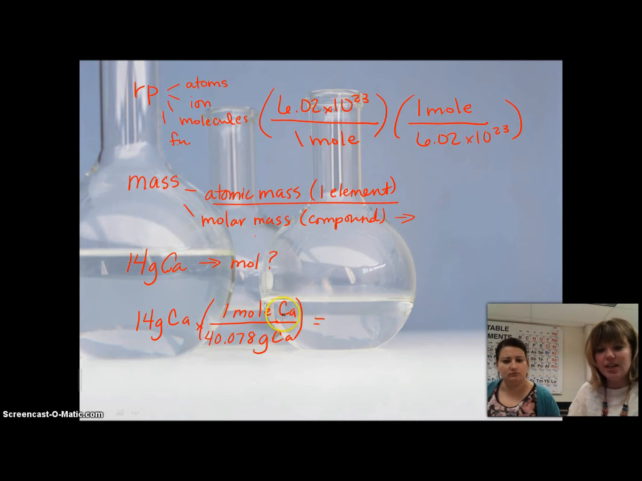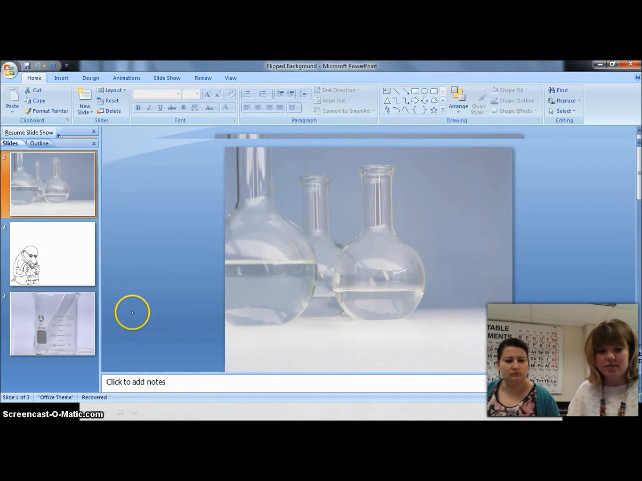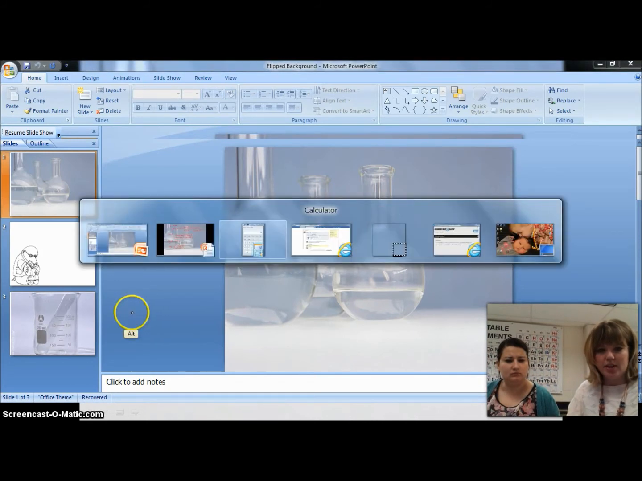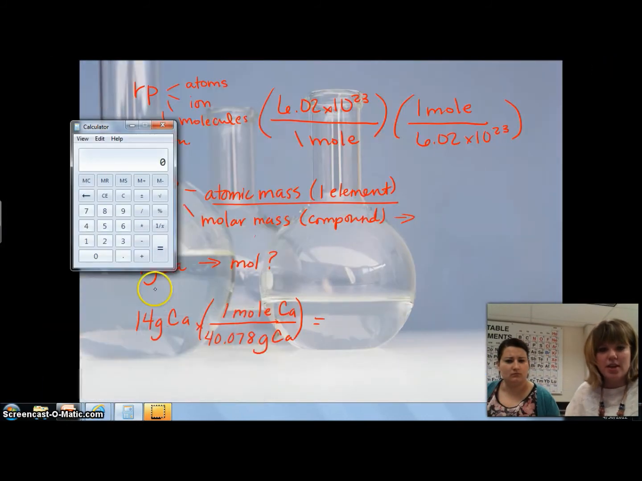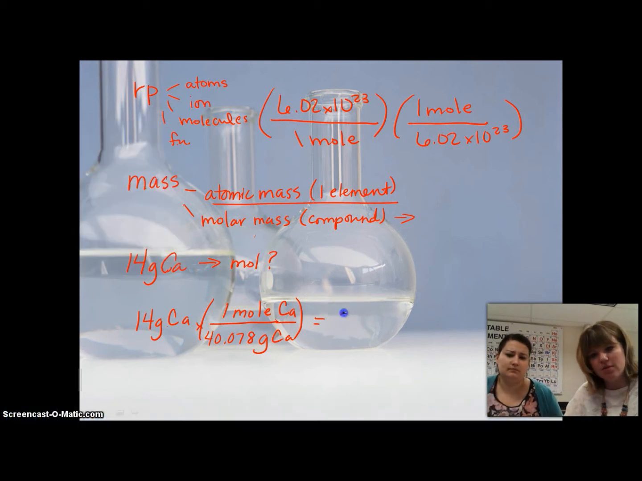Okay, and so now we're just going to take this and we'll do a calculation here. Let's get our calculator out. Okay, so we're going to have 14 divided by 40.078. Okay, so we're going to get 0.3493.